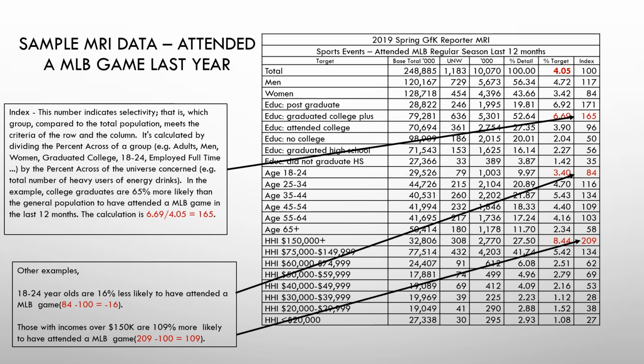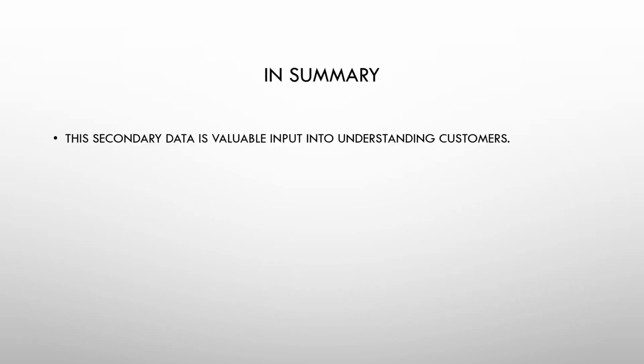Now, this is an important number because it tells us how well we are doing with each particular group based on the rows. In summary, this secondary data is valuable input to understanding who your customers are and how they compare, for instance, to customers in other sports or in other markets.